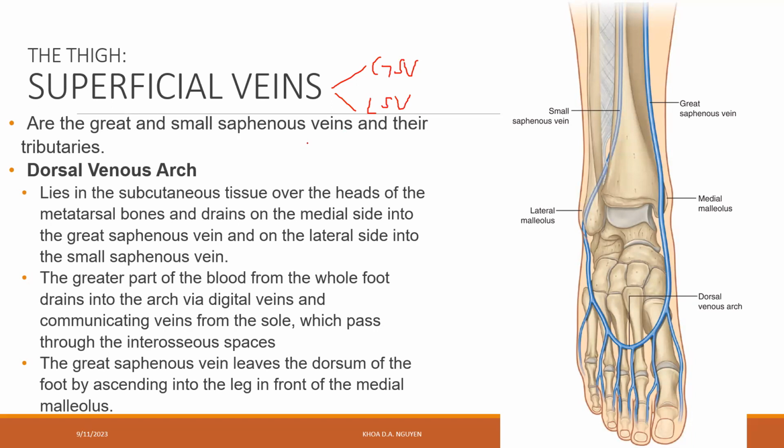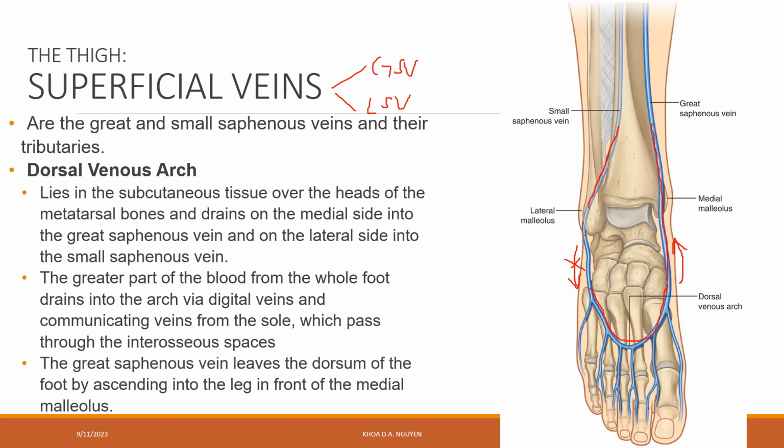Let's talk about the great saphenous vein first. The dorsal venous arch is this common venous arch right here. The small saphenous vein right here and the great saphenous vein right here all originate from that. Remember, when we talk about veins, we don't talk about the flow as if it's going into the extremities like this. That's not the way to talk about veins. Veins bring blood from the extremities back into the body and back to the heart.